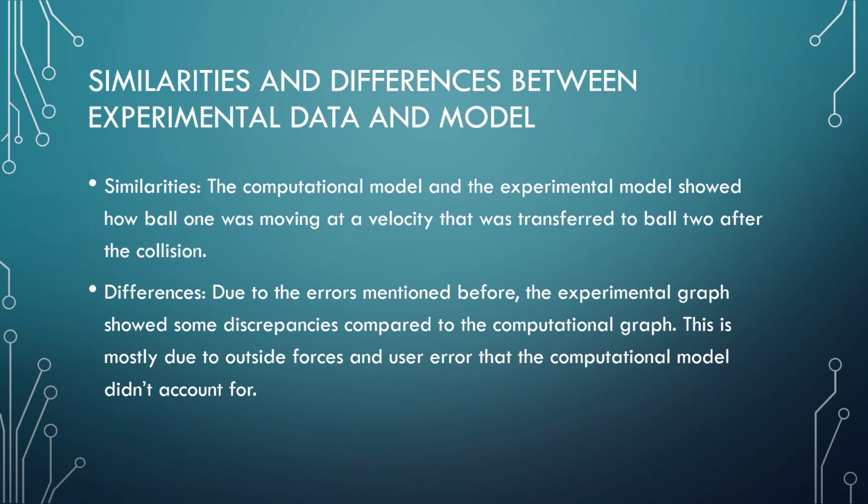Now some similarities between the two. The computational model and the experimental model showed how ball 1 was moving at a velocity that was transferred to ball 2 after the collision. Due to the errors mentioned before, the experimental graph showed some discrepancies compared to the computational graph. This is mostly due to outside forces and user error that the computational model didn't account for.